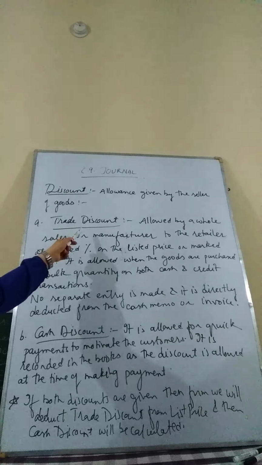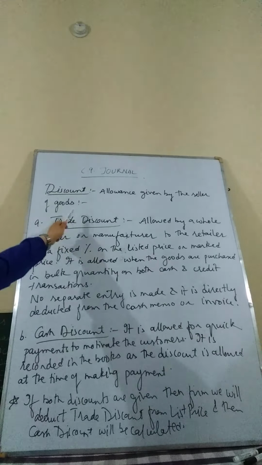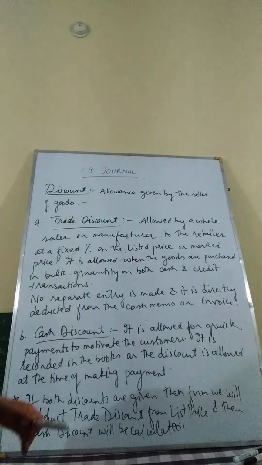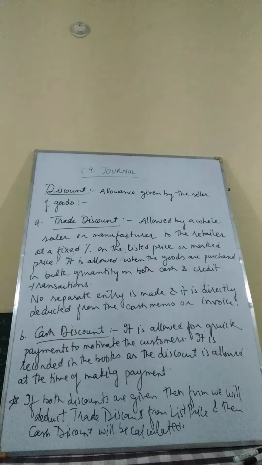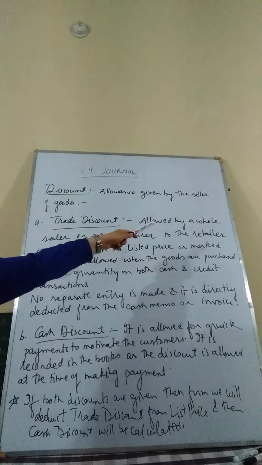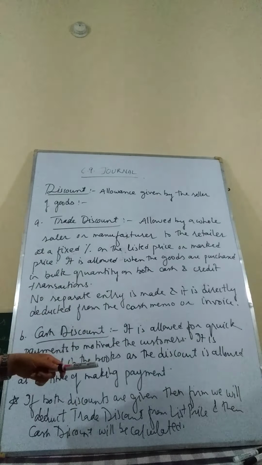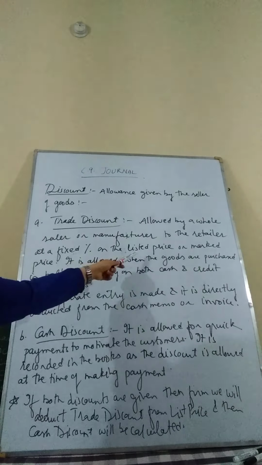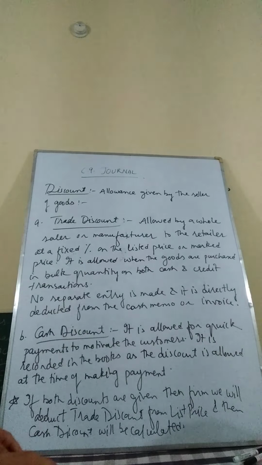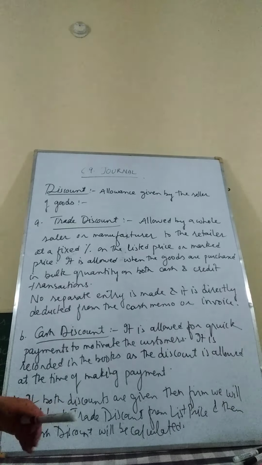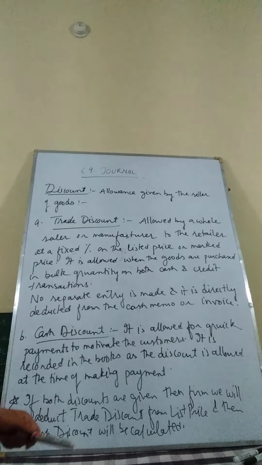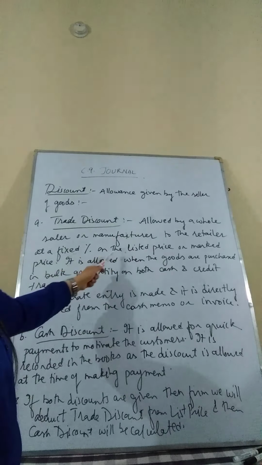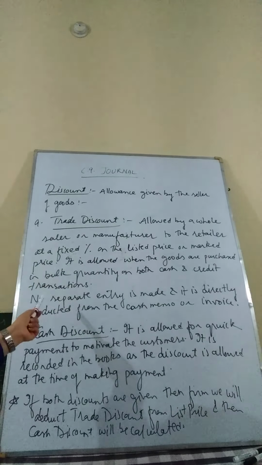First we will have a look at the trade discount. Now what is trade discount? As the word suggests, trade. Trade can be a wholesale trade or a retail trade. So trade discount is allowed by the wholesaler or the manufacturer or the retailer at a fixed percentage on the list price. Whatever price has been printed on that price, trade discount can be given to the wholesalers or retailers for the trading purpose, for the business purpose. On the list price or marked price. List price is also known as marked price or catalog price.